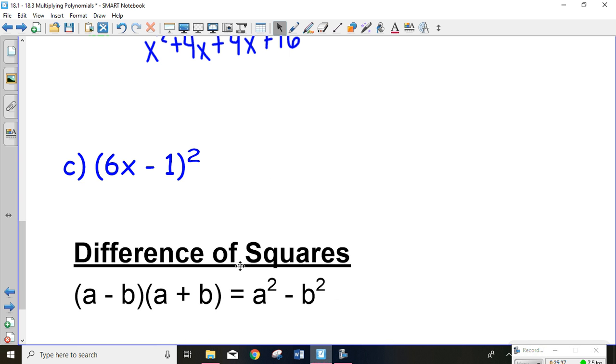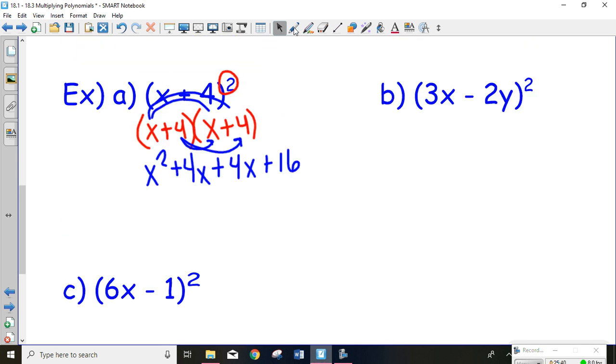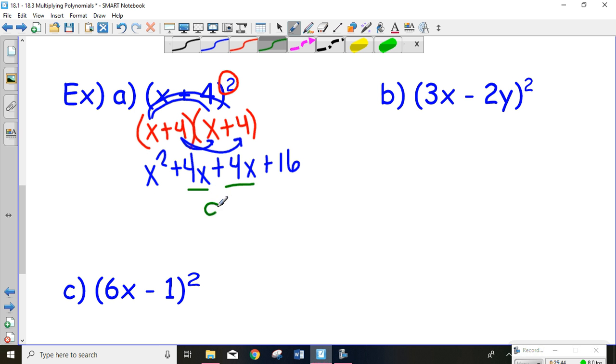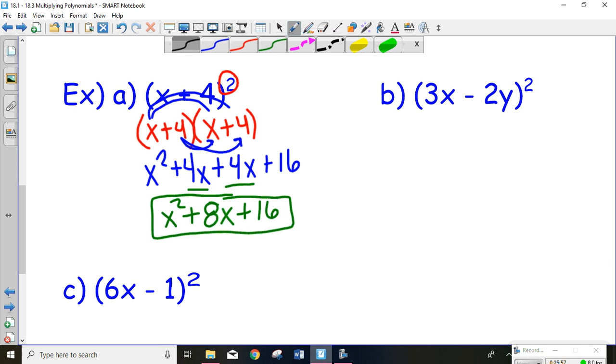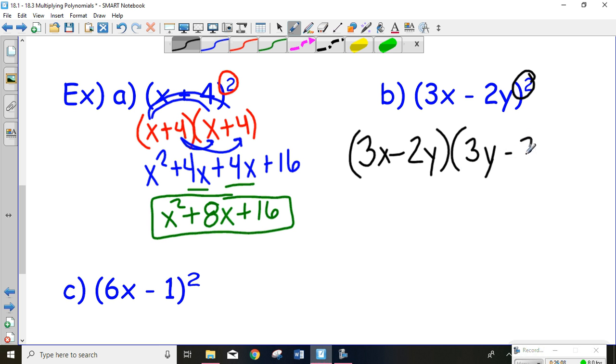Now, when I wanted to combine my like terms, 4x plus 4x is 8x. I still have my plus 16, and I have my x squared, and there's my answer. Okay? I cannot stress it enough that when you see that squared outside as my exponent outside parentheses, you must just get into the habit of rewriting it twice.